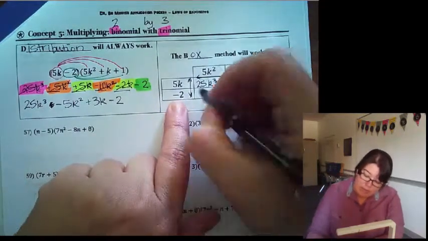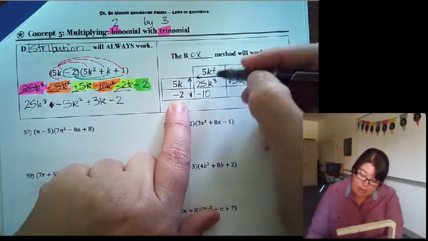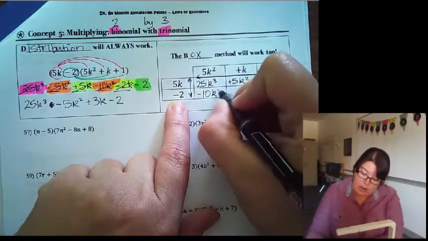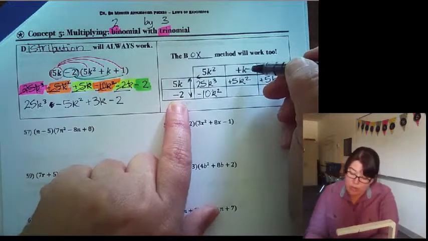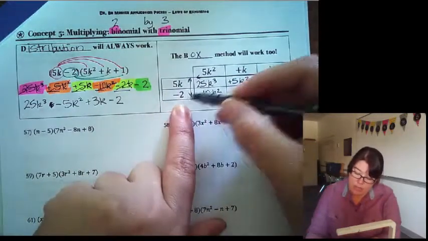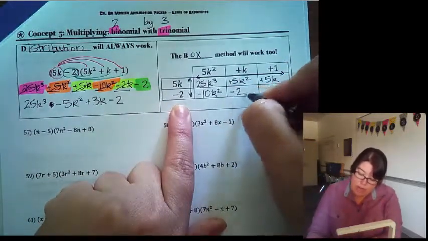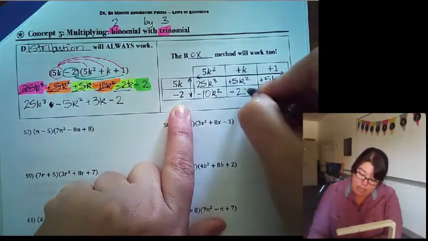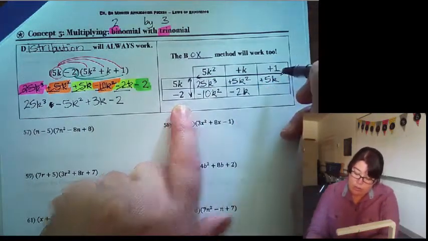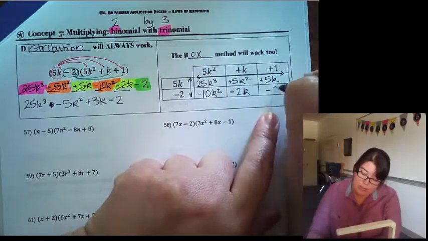Negative 2 times 5 is negative 10. K squared times, there isn't anything, just stays k squared. So now these 2 go here. Negative 2 times positive 1 is negative 2. And k times nothing is just k. And then negative 2 times positive 1 is negative 2.